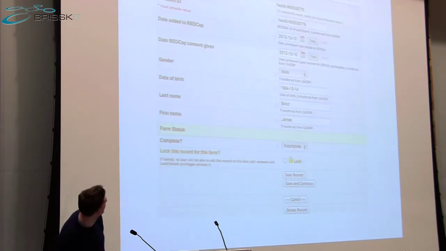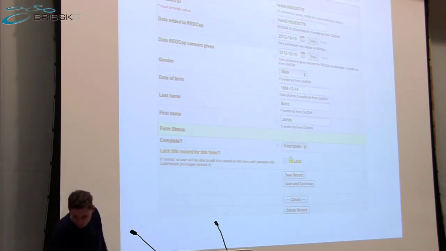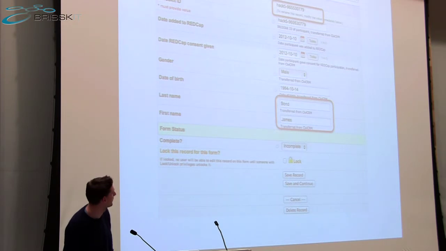So you see here, it's James Bond here. And it's the same ID, and name and date of birth has also been passed through. So that's worked at that level. So that's complete, really.